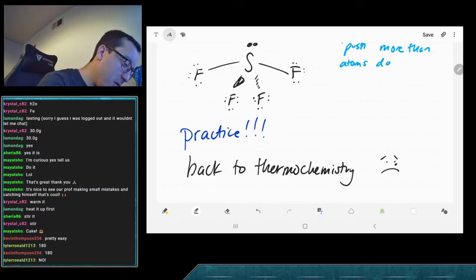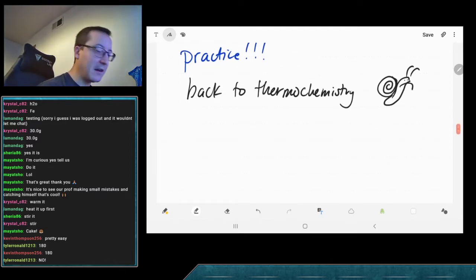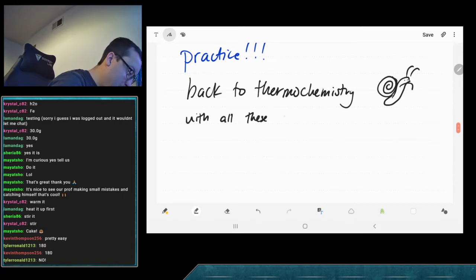Actually, I guess I should draw. We'll draw it as the snail. Back to thermochemistry we go. It's just one little bit. So with all these bonds, covalent bonds, let me find... enthalpies have been calculated.